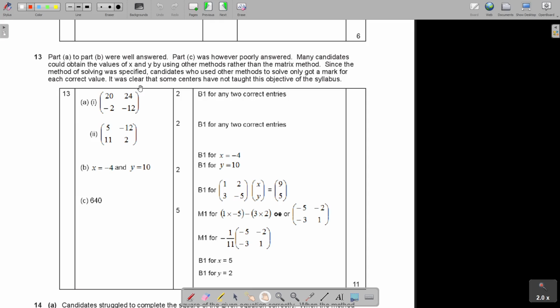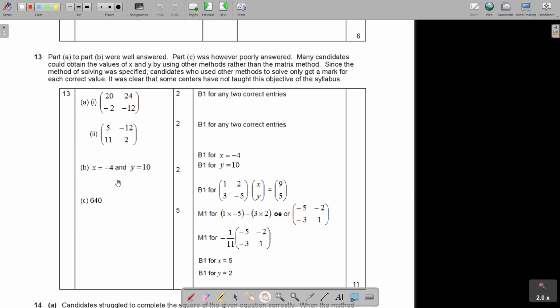It was clear that some centers have not taught this object of the syllabus. It's again because it's the end, but again, make use of other resources. If your teacher is not there or becomes absent, just go online and make sure you conquer everything before you go into the examination. And here were the answers, and you can just compare. Let's just see. Number B was Y. What was number C? Let's just quickly see.